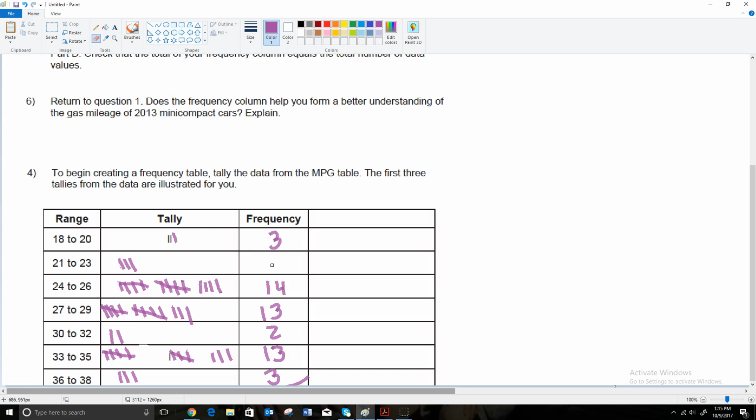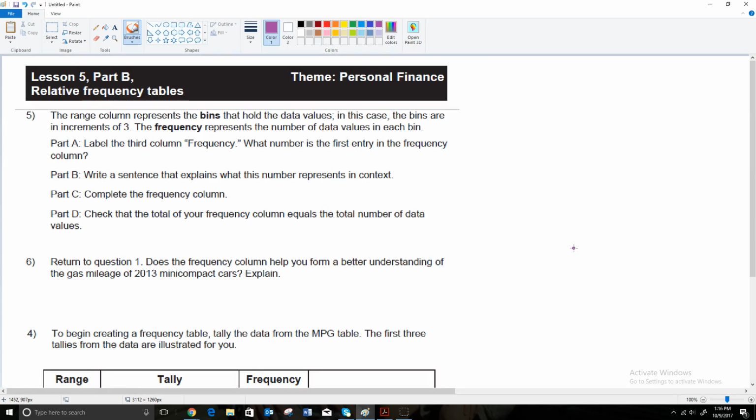So I've gone back, and there were actually only 3 in the 21 to 23 category, so I extra counted. I counted one of them extra when I was going through. So we'll fix that. This was only 3. So it should total 51 because there's only 51 original data values.